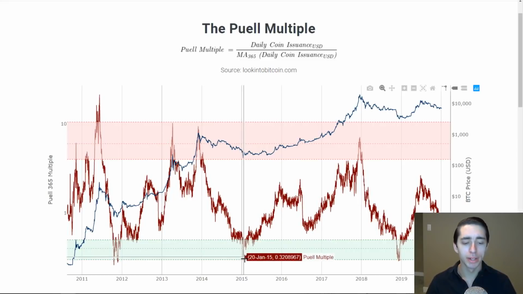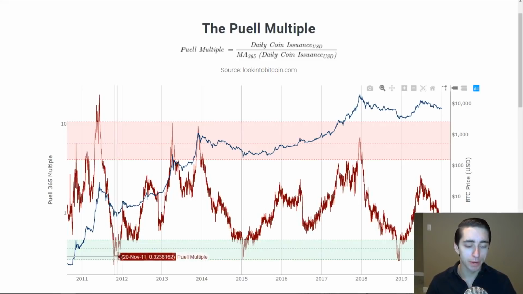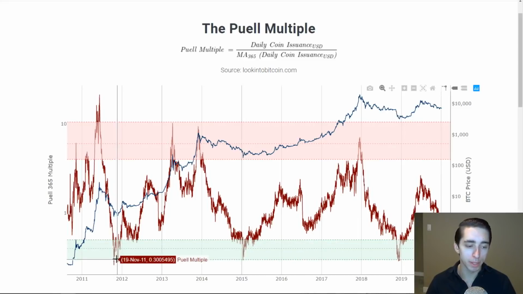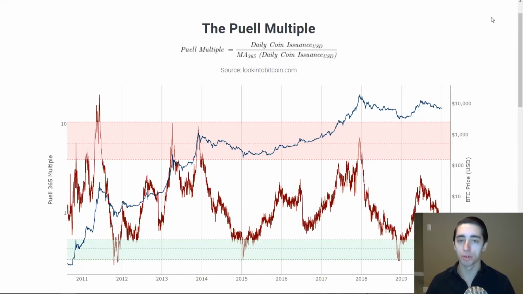So we can see here that any time we have the ratio come down here to about 0.3, this has been the time to pick up Bitcoin. It's literally picked the bottom 3 times in a row for Bitcoin. It's one of the most consistent data science models.